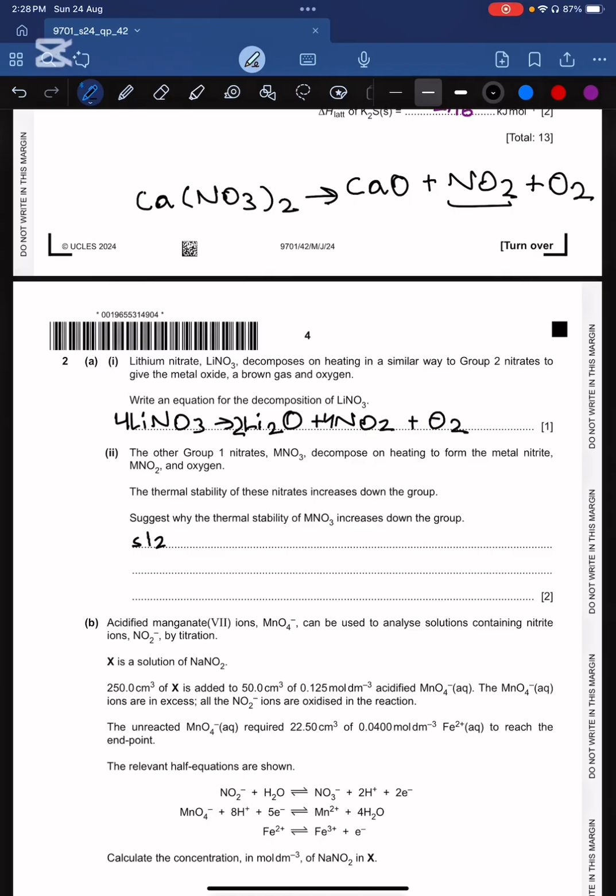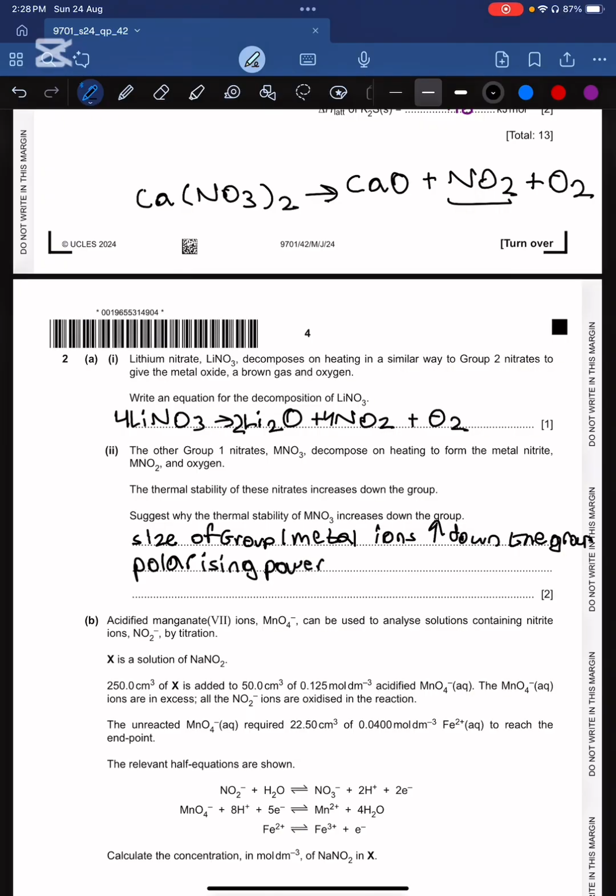We will say that the size of group 1 metal ions increases down the group. So, what happens? Simple. The polarizing power decreases. This is the first keyword that we have to use to get 2 marks. Polarizing power decreases. If the polarizing power decreases, the polarization decreases. The polarization of what? The polarization of nitrate ion decreases down the group.